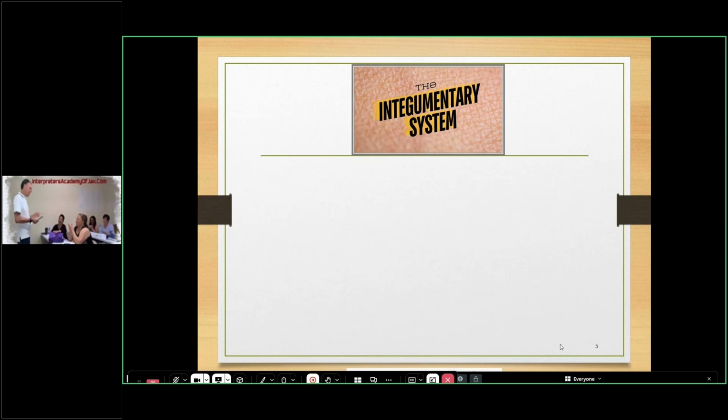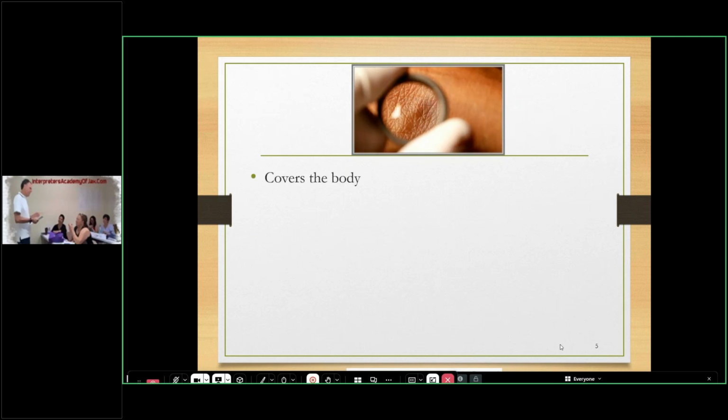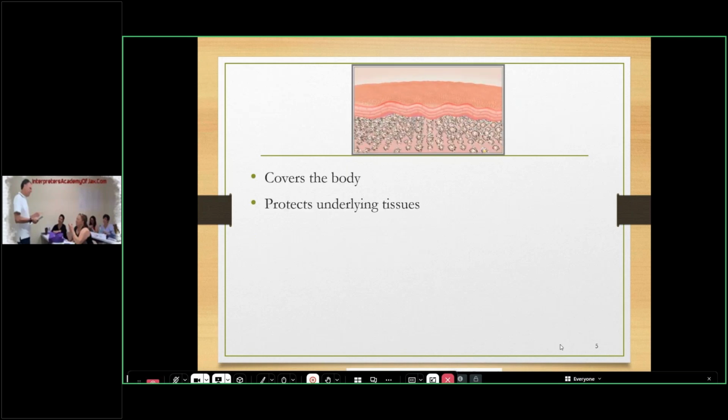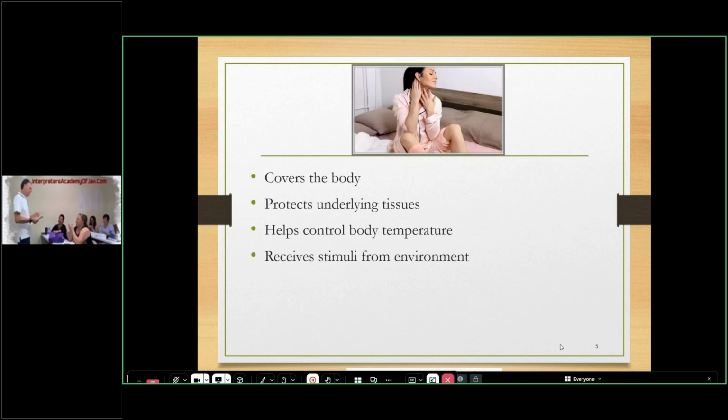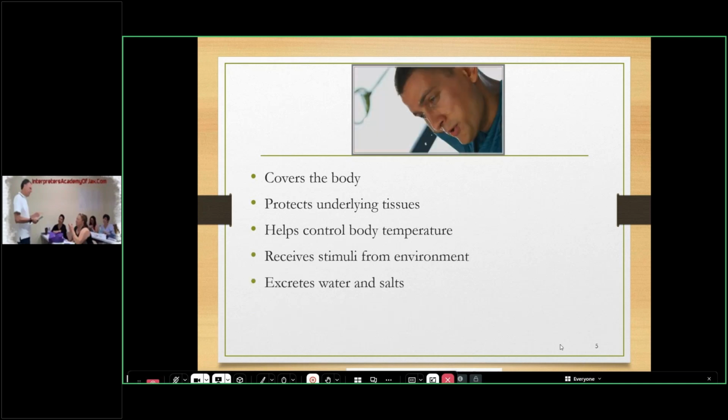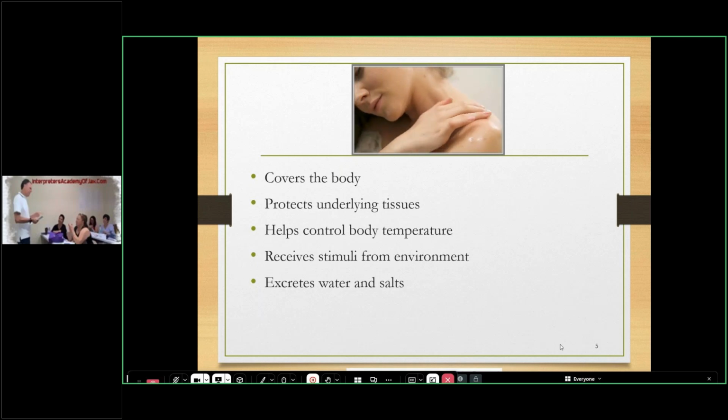Just remember that the functions of the integumentary system, as stated in the previous video, are as follows. It covers the body, protects underlying tissues, helps control body temperature, receives stimuli from the environment, and excretes water and salts throughout the skin. Also, remember that the biggest organ of our bodies is the skin.